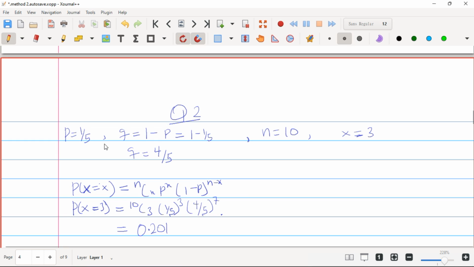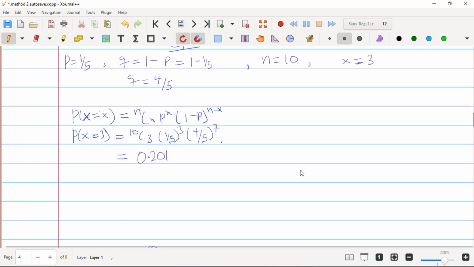At the end of the day, we have our preambles here. The p is equal to 1 over 5, q is equal to 4 over 5, n is equal to 10, and x is equal to 3. So we have to write our PMF for the binomial distribution. Once we write it, this is how it will look, and then just substitute what we have here. So here will be 10 combination 3 times 1 over 5 raised to the power 3 times 4 divided by 5 raised to the power 7.